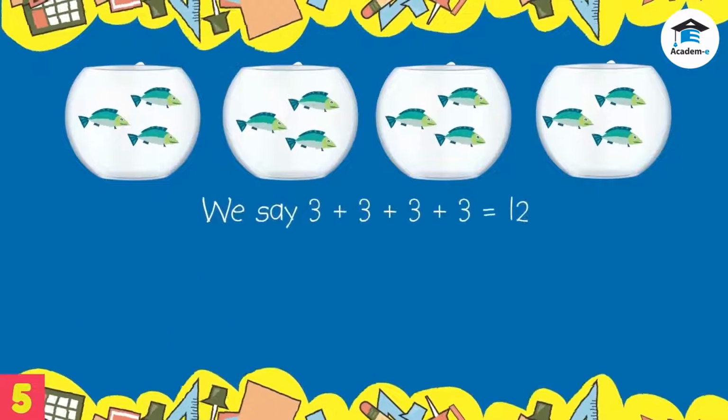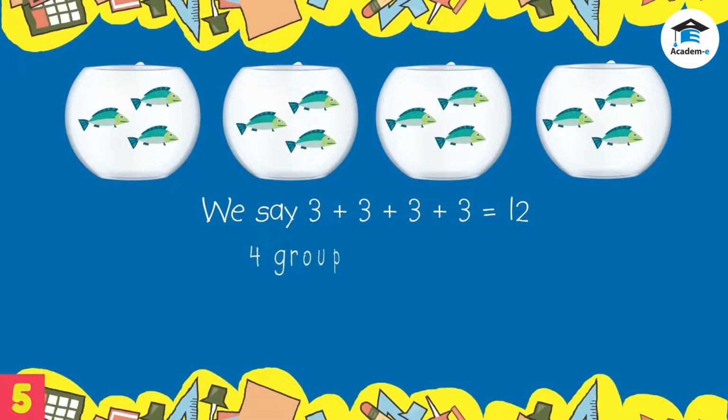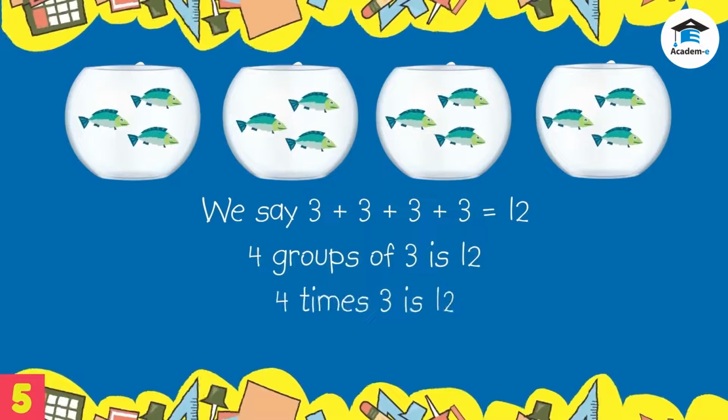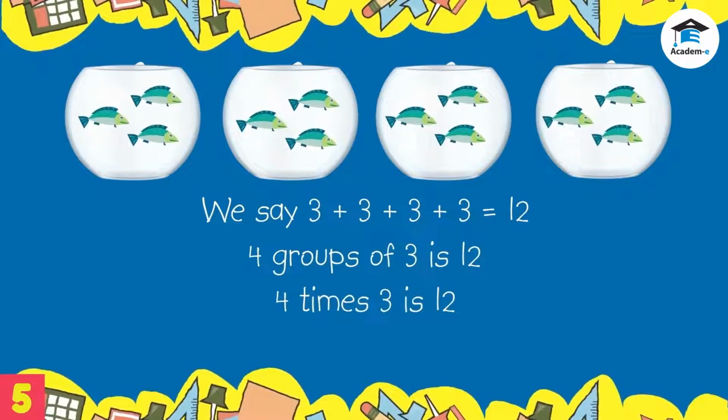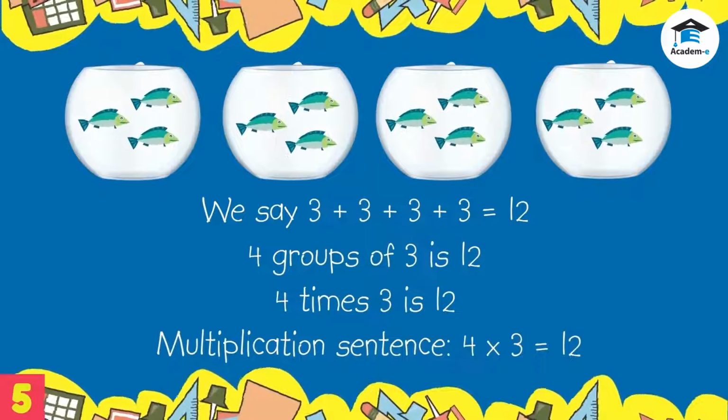We say 3 plus 3 plus 3 plus 3 equals 12. Or, 4 groups of 3 is 12. Or, 4 times 3 is 12. The multiplication sentence is 4 times 3 equals 12.